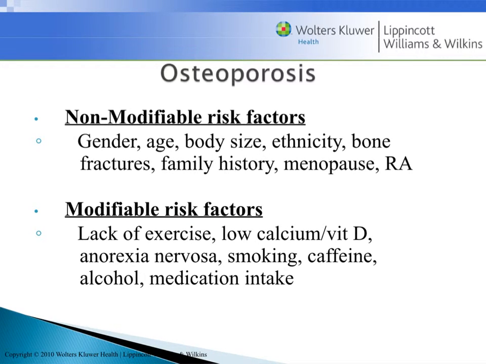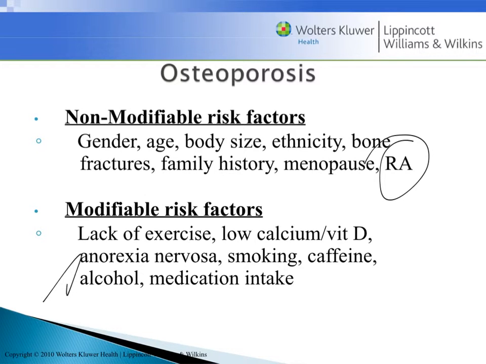Again, here's my slide on osteoporosis. Please review that. Some of the non-modifiable risk factors, we can't change one's gender, their age, their body size, their ethnicity. And this time, remember how we talked about abbreviations and we talked about RA? In this case, the RA stands for rheumatoid arthritis.